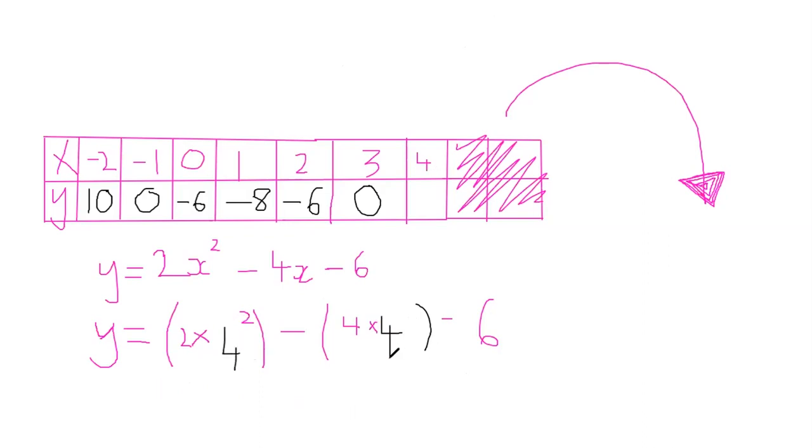4 squared times 2. What are 4 fours? 4 fours are 16, are they? Minus 6. 32 minus 16 minus 6 is 10. Lovely, lovely work. Okay, let's erase that.